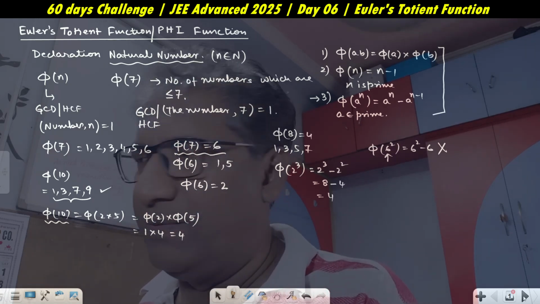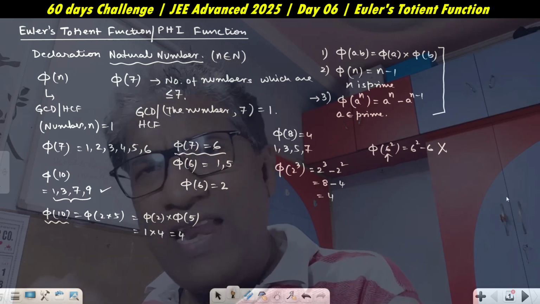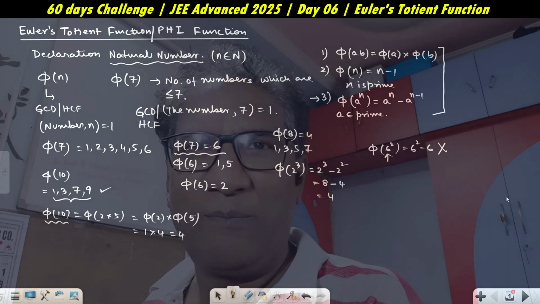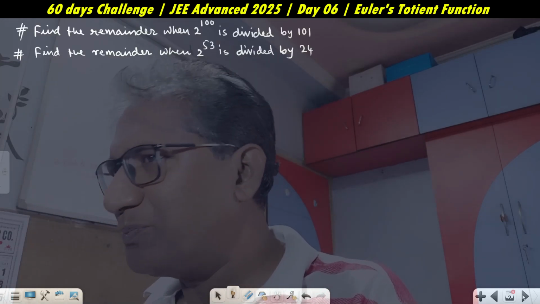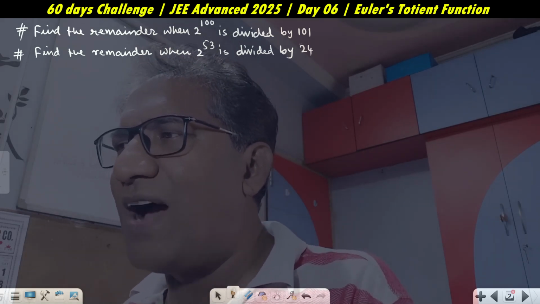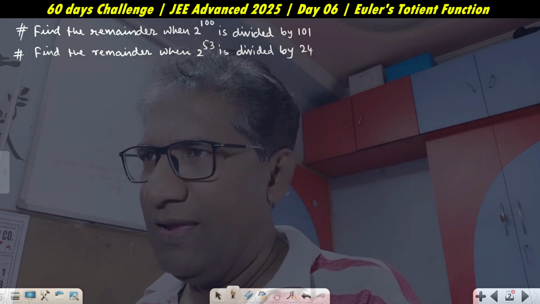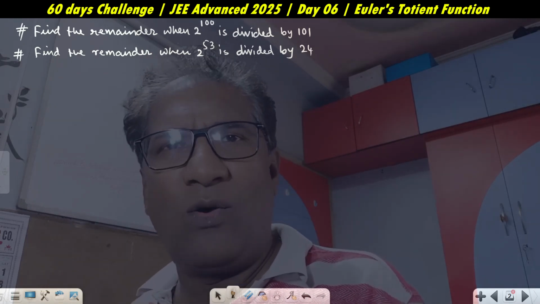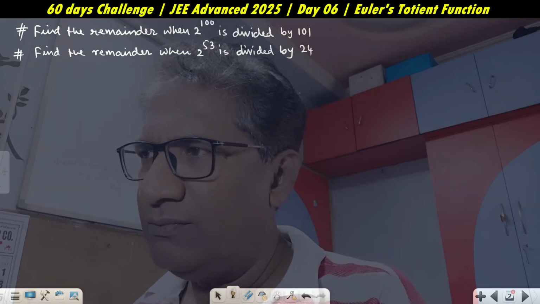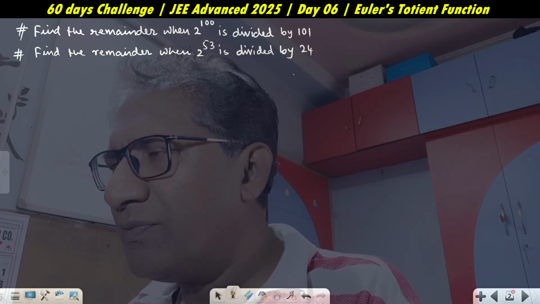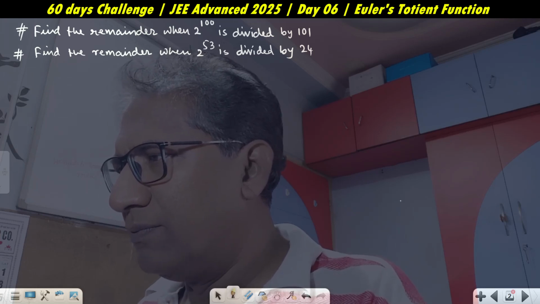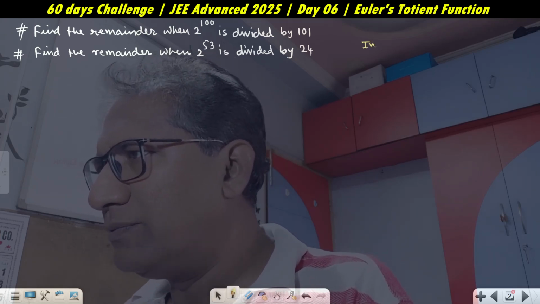Now we will move to the application of Euler's Totient function. A very important application of this is finding the remainder. I will show you how. The question is, find the remainder when 2 to the power 100 is divided by 101. Now, how to find the remainder by using the Totient function? Remember one thing. Let me write it here. It's an important note.